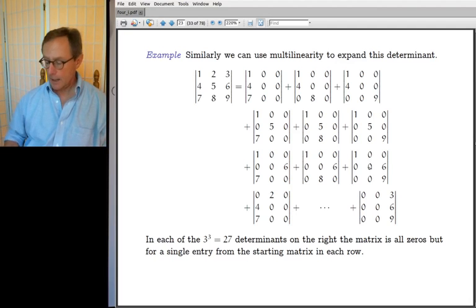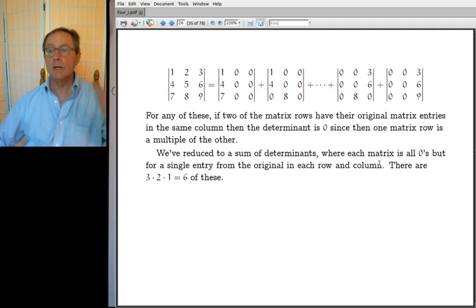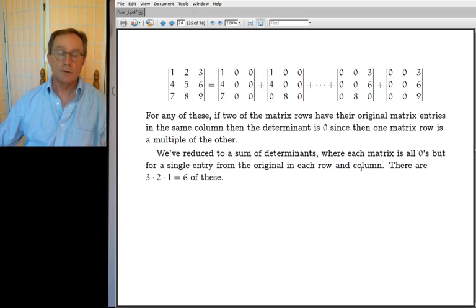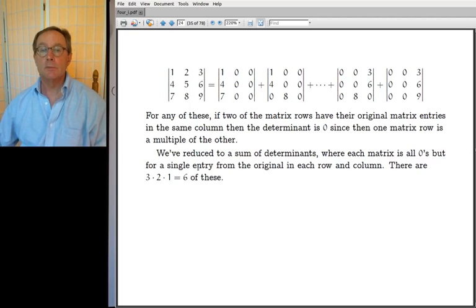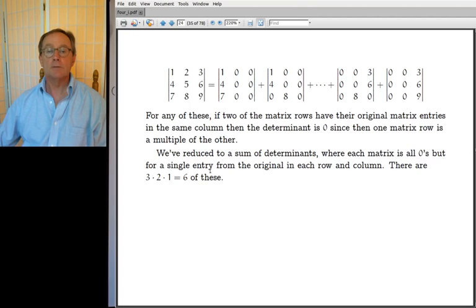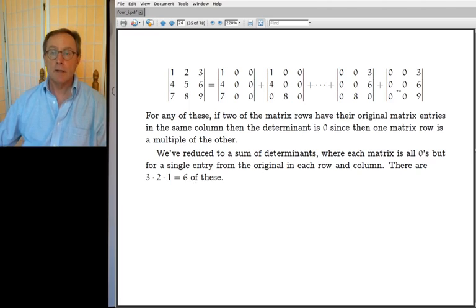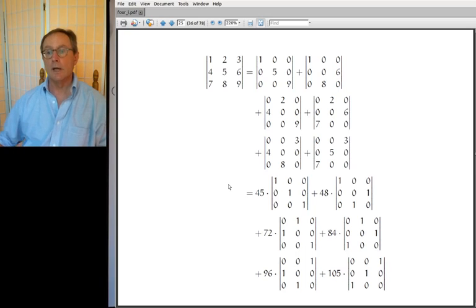So what we end up with is everybody 0, except for if you have a single non-zero entry in each row and column. There's 3 columns in which you could put the entry from the first row, and then there's 2 columns remaining, and then there's 1. So there's a total of 6 of those. So the 27 that I got, almost all of them are 0, except for 6 that are non-zero, or potentially non-zero. And those 6 are relatively straightforward.